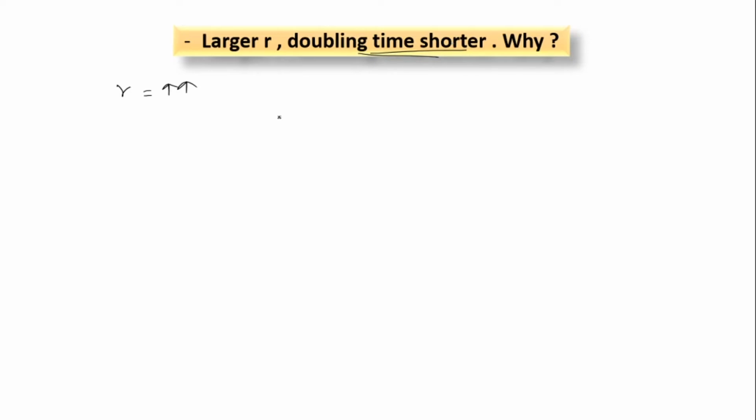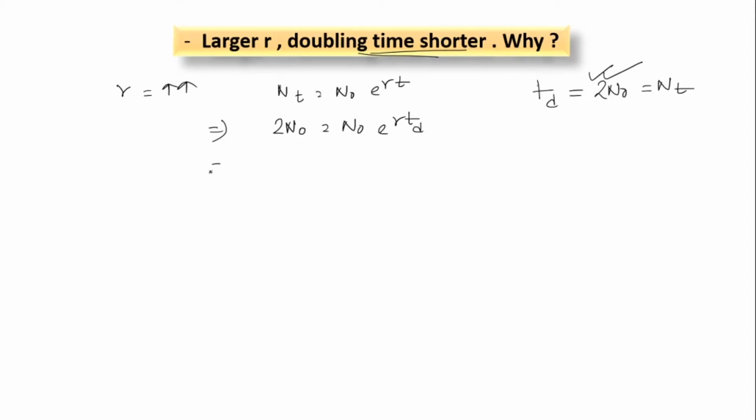We will see. So we know that nt equals n0 e to the power rt. If I denote the doubling time as td, after td the population will be 2n0, that means it would be nt. So if we put this value in the position of nt, 2n0 equals n0 e to the power rt, where t means td. So e to the power rtd would be 2.